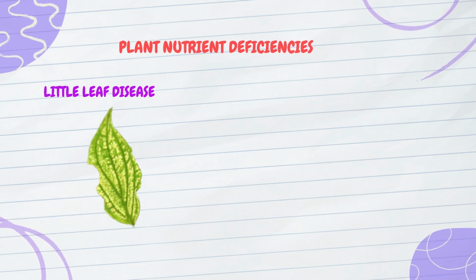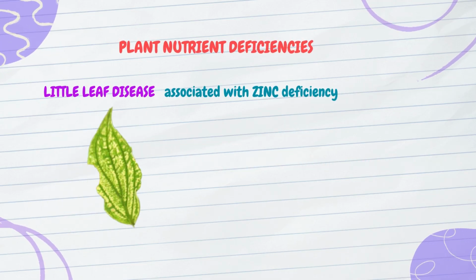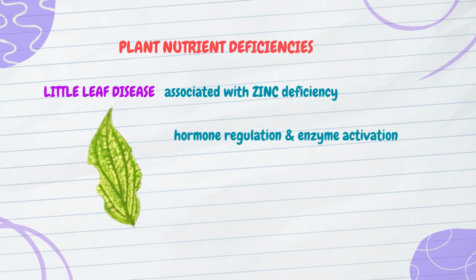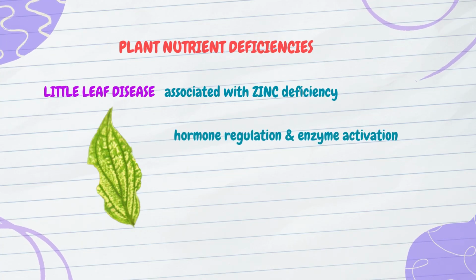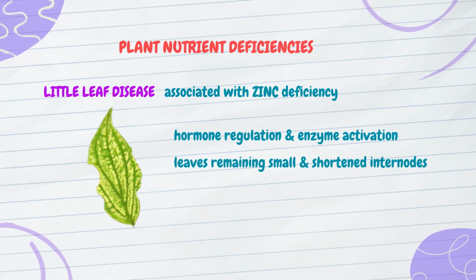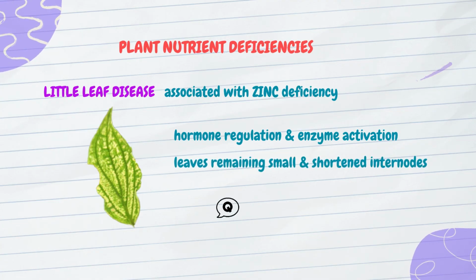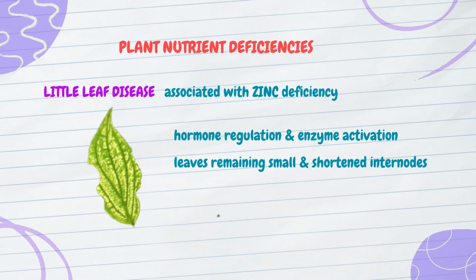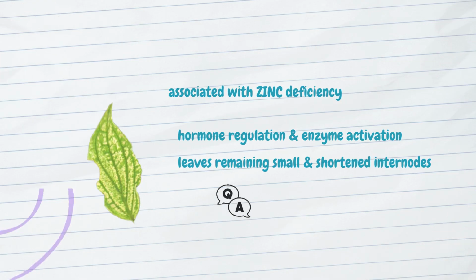Little leaf disease. Little leaf disease is associated with zinc deficiency. Zinc is involved in hormone regulation and enzyme activation. Its deficiency results in stunted leaf growth. Symptoms include leaves remaining small and shortened internodes. Another challenge. Measure your plant's newest leaves. Are they abnormally small compared to the older ones? It might be a zinc issue.